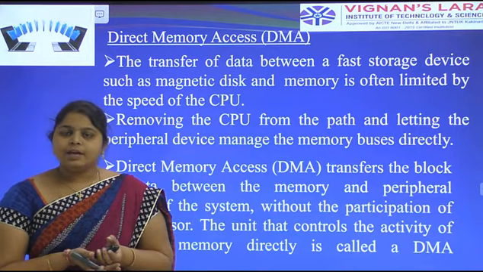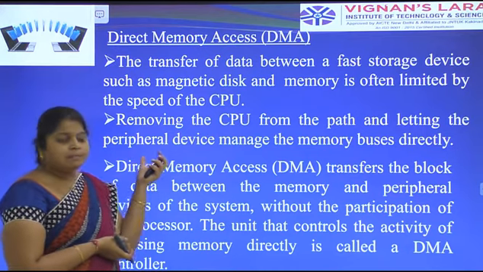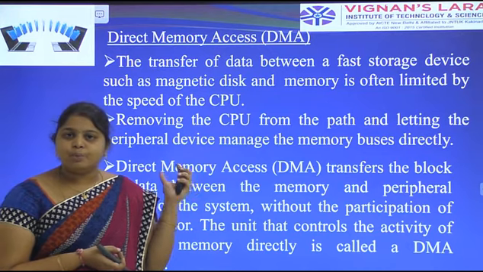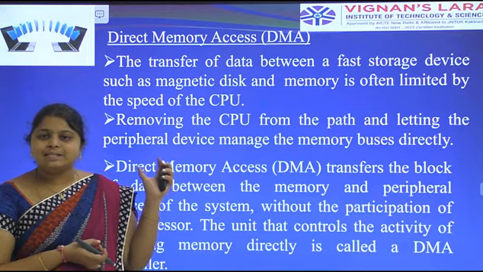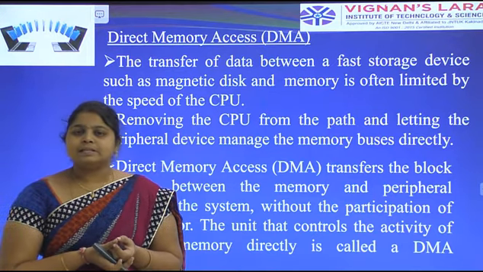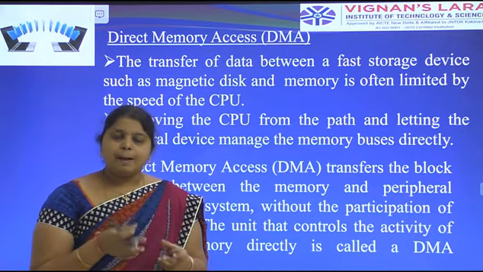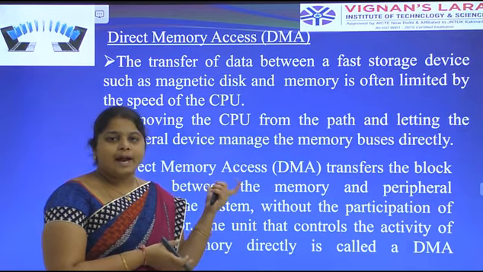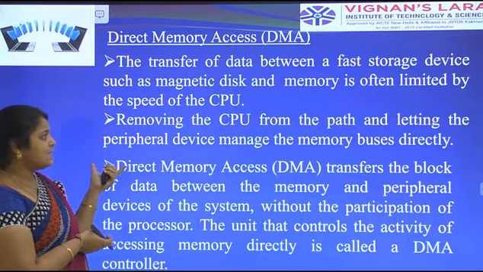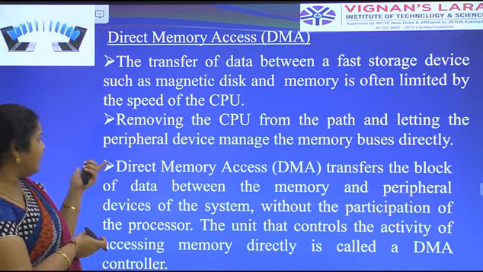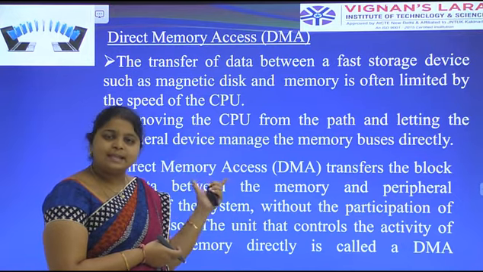That's the major advantage of direct memory access. We can control the data transfer from the input output devices to the memory with the help of the DMA controller, the direct memory access controller. Here, the transfer of data between a fast storage device such as a magnetic disk and memory is often limited by the speed of the CPU. Direct memory access is faster than the CPU.